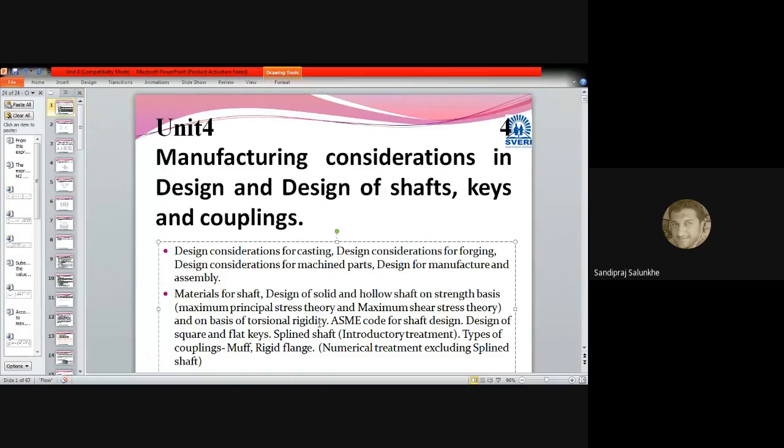In splined shaft, we are only going to see the introductory part, and then types of coupling we are going to see. Out of that, muff and rigid coupling. So we are going to see all this part in this unit.